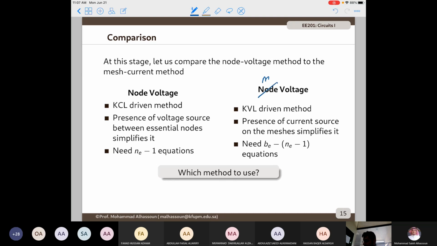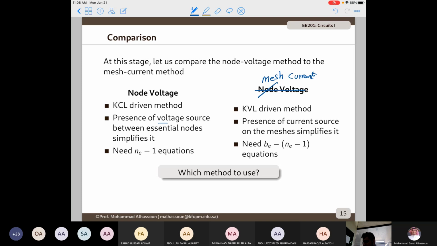Actually, this one should be mesh current. So for the node voltage method, it's a KCL driven method. It means that all the time we're trying to apply KCL at all essential nodes. However, with the mesh current method, as we saw in the exercises, we're trying to apply KVL, not KCL. So the node voltage is a KCL driven method. The mesh current method is a KVL driven method.